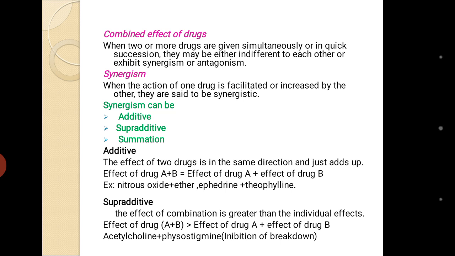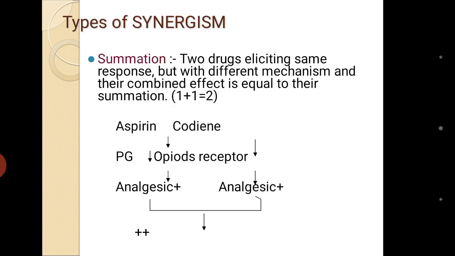Okay. Then first we'll take synergism in detail. Synergism is of three types: one is additive, summation and supraadditive. We'll go one by one. What is summation? Here two drugs show the same response, but they act by different mechanisms. Here the mechanism is different, but the overall effect is the same. So one drug increases or potentiates the effect of the other, but acts by a different mechanism.